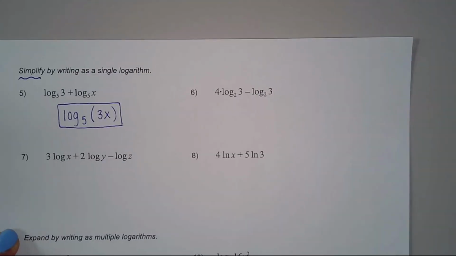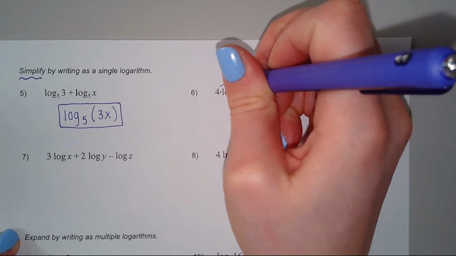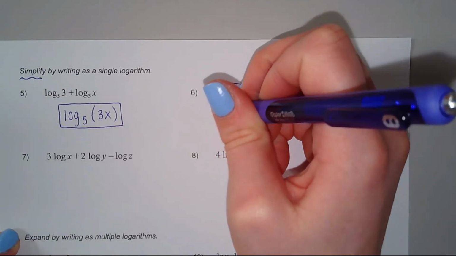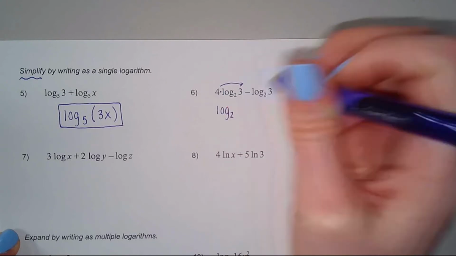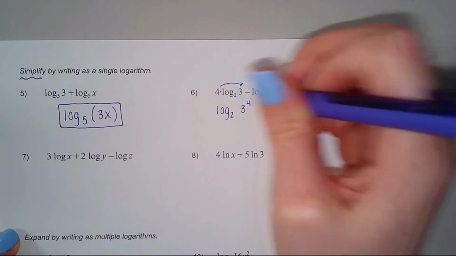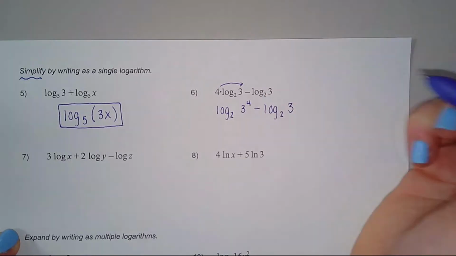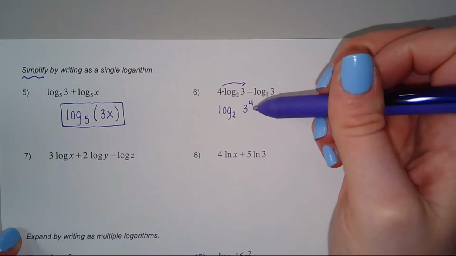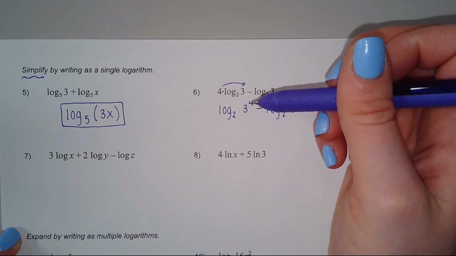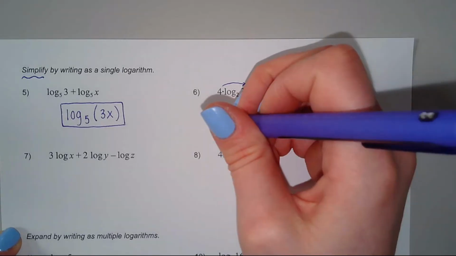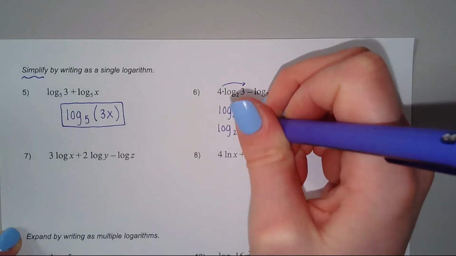So this 4 I'm going to put above this 3, so I'm going to change this into log base 2 of 3 to the 4th power, minus log base 2 of 3. Now we have this 3 to the 4th power, which we could actually solve here. So I'm going to go ahead and do that. 3 to the 4th power is 81.